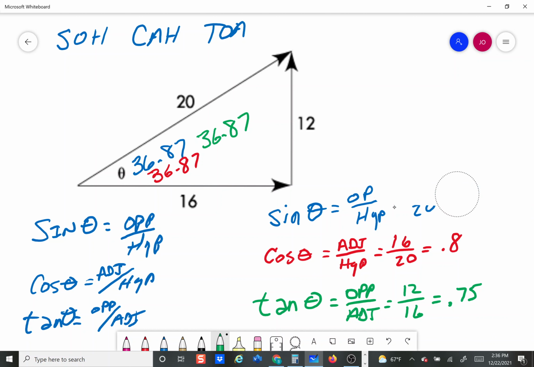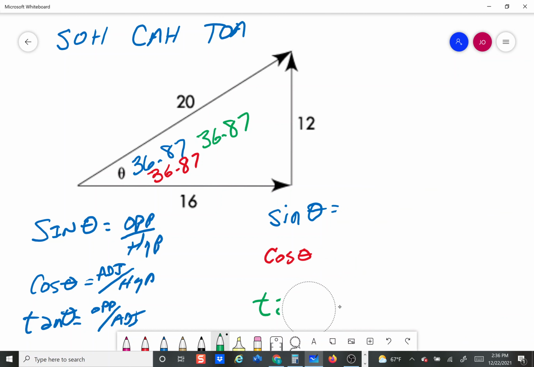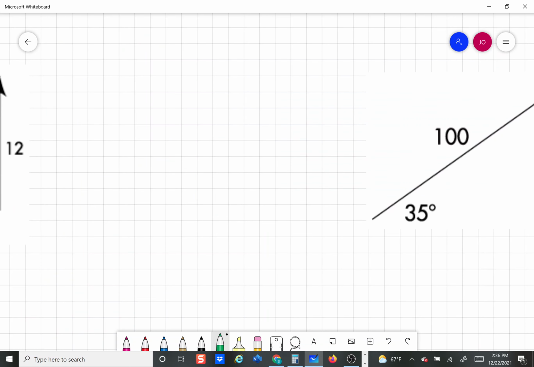Okay, and those are going to be very important, but like I said, we are going to be using cosine for the most part, and we'll explain why a little bit later on when we get into that.